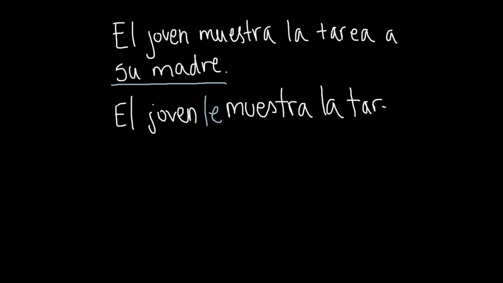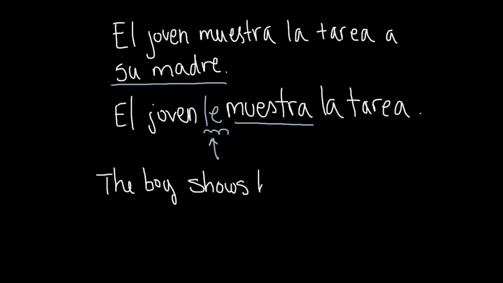So then we will replace su madre with le. El joven le muestra la tarea. Notice that the indirect object also goes before the verb. So the equivalent in English will be the boy shows her the homework.